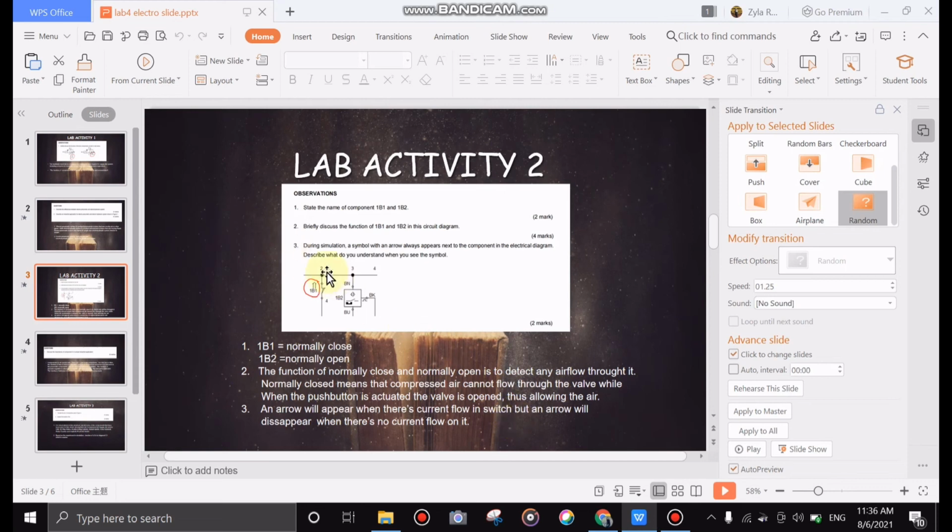Okay, question number 3, during simulation, a symbol with an arrow always appears next to the component in the electrical diagram. Describe what you understand when you see the symbol. An arrow will appear when there's current flow in the switch, but the arrow will disappear when there's no current flow on it.